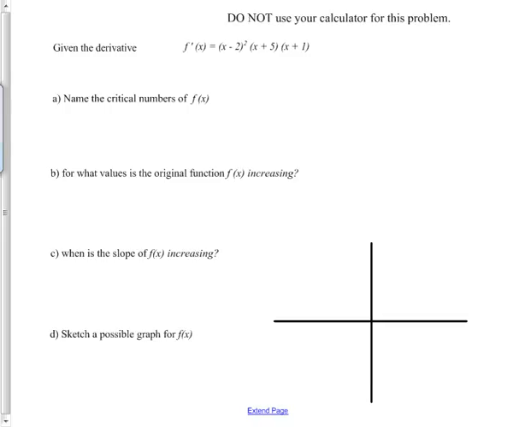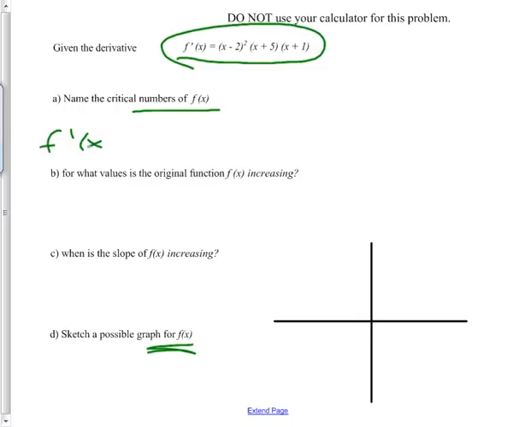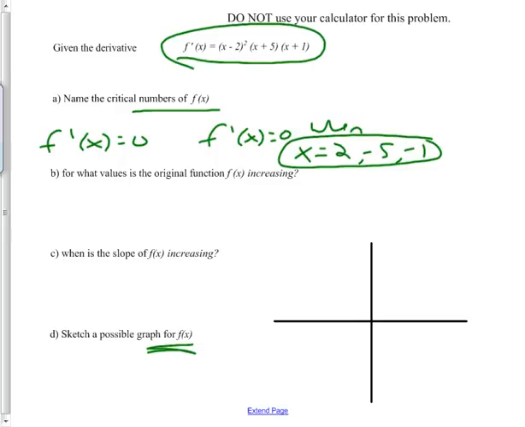So now, tying this together with a challenging problem, let's think about this derivative function, and we want to be able to eventually sketch a possible graph for f of x. So starting out, what are the critical numbers of f of x? Well, the critical numbers are when f prime of x equals 0. And luckily, this is factored out nicely. So we know that f prime of x equals 0 when x equals 2, -5, or -1, using the zero product property for a function fully factored.